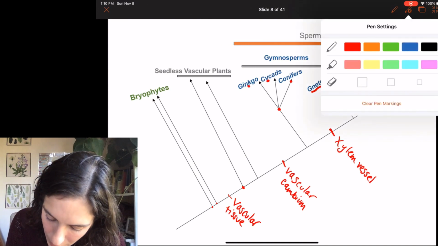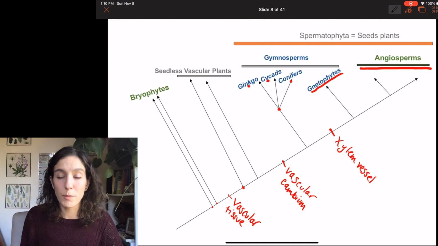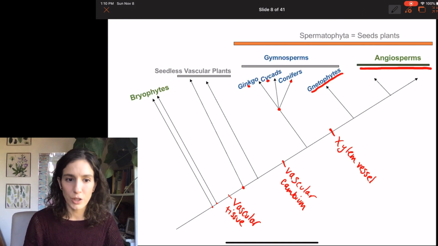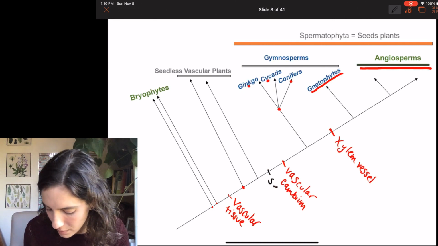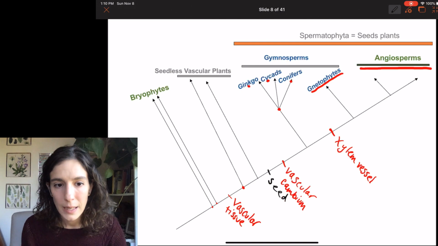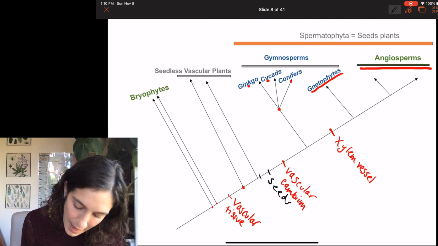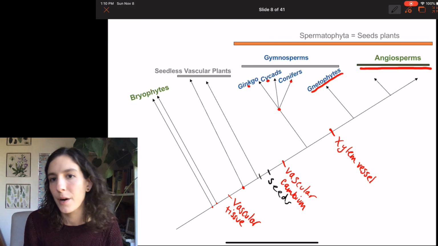I can change my color here. Some other things that the gymnosperms have that seedless vascular plants and bryophytes and algae do not have are, well, talked about this already, seeds, that's a big one. And with seeds, actually I guess kind of before that, they had the condition of heterospory. Remember the difference between homospory and heterospory?